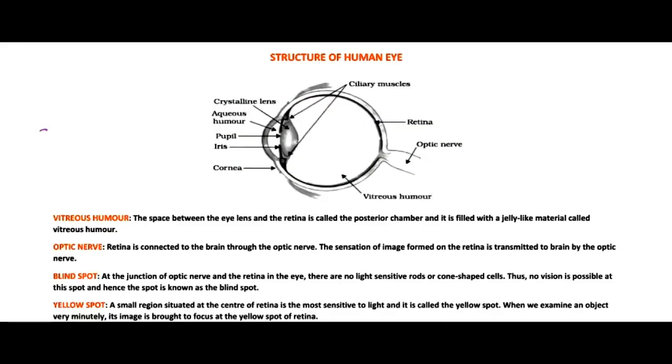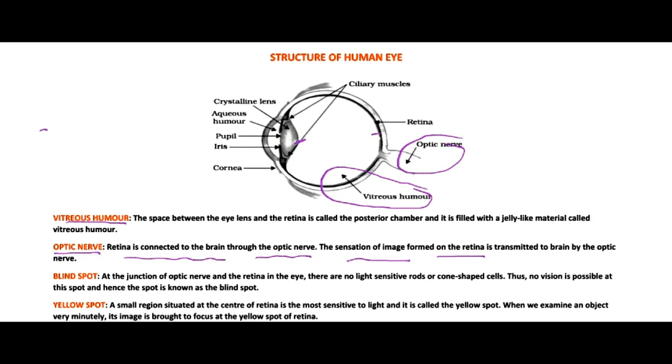The next part of the human eye is vitreous humor. Now what is vitreous humor? The space between the eye lens and the retina is filled with a jelly-like substance which is responsible to maintain the shape of the eyeball. Next is optic nerve. What is optic nerve? Retina is connected to the brain through the optic nerve. The sensation of the image formed on the retina is transmitted to the brain with the help of this optic nerve.